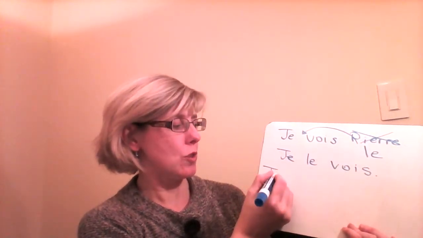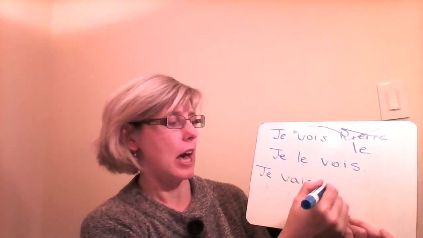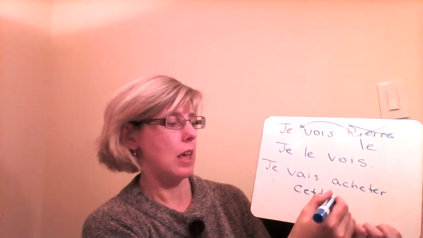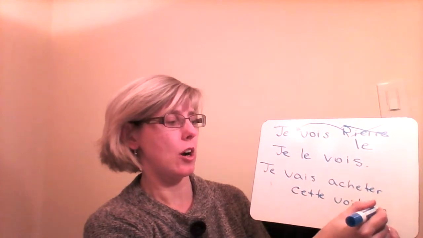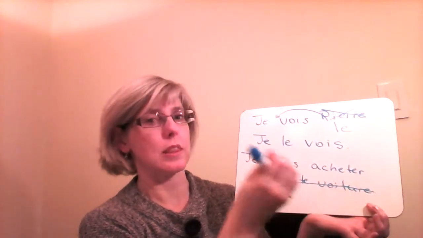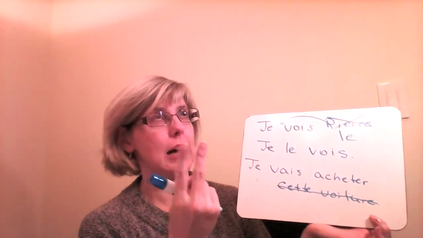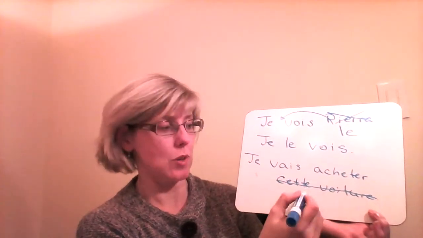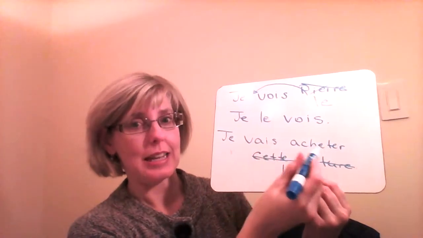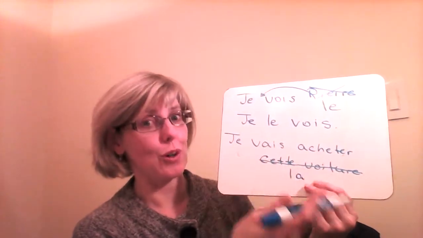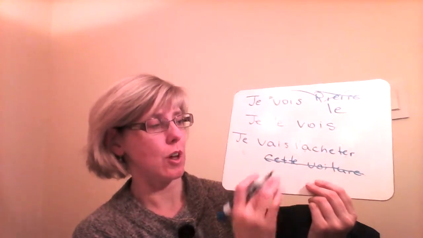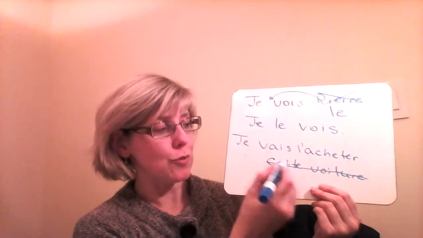Okay? Je vais acheter cette voiture. I'm going to buy this car. Now, cette voiture is the noun, so I'm going to replace cette voiture with my new pronouns, and I have le, la, and les. Cette voiture is feminine, so I'm going to use la. Now, where does it go? We have vais and acheter. We have an infinitive, so remember it goes before the infinitive. So I'm going to put la right up here, and because I have a vowel here, I'll change it to l'apostrophe. Je vais l'acheter.